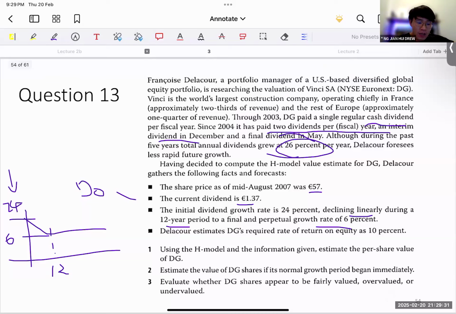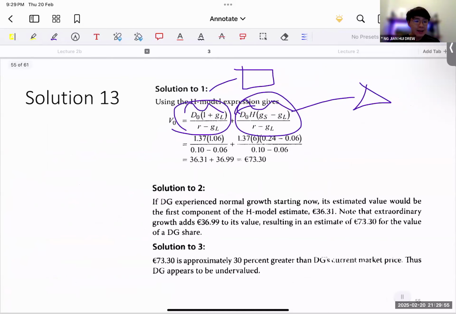Estimate the value of DG share if its normal growth period begins immediately. So normal growth period begins immediately. So what does this mean? It means that you're interested in the rectangle here, right? It begins immediately. So there is no decline in the growth rate. And because there's no decline, we are just interested in the rectangle. So rectangle is this.